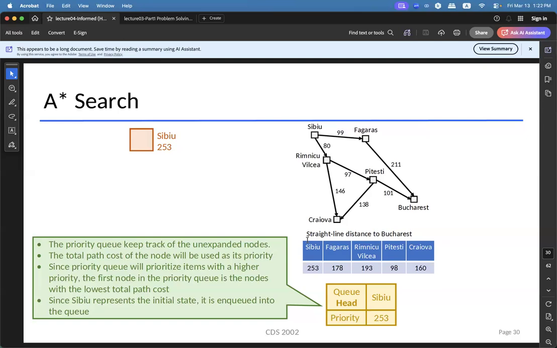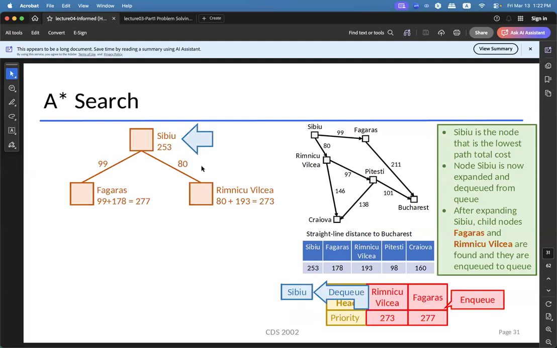Then we expand the Cebu node. Cebu going to the next city is 80, and Cebu going to Fagaras is 99. So the Fagaras node here has a path cost of 99.